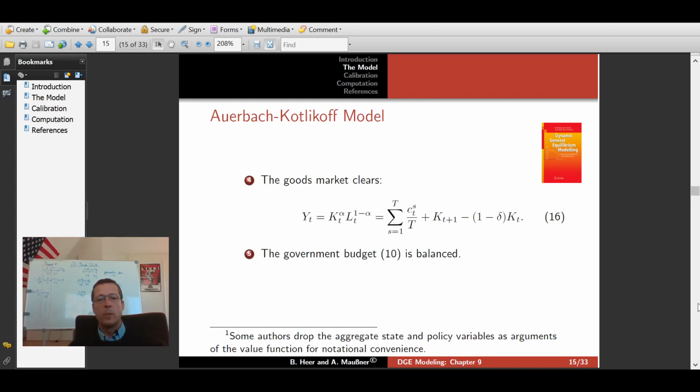Our fourth equilibrium condition is that the goods market clears, so total production is equal to total consumption plus investment, and investment is capital stock next period minus capital stock this period and net of depreciation. And to close the model, the government budget 10, the budget of the Social Security Authority, is assumed to be balanced.